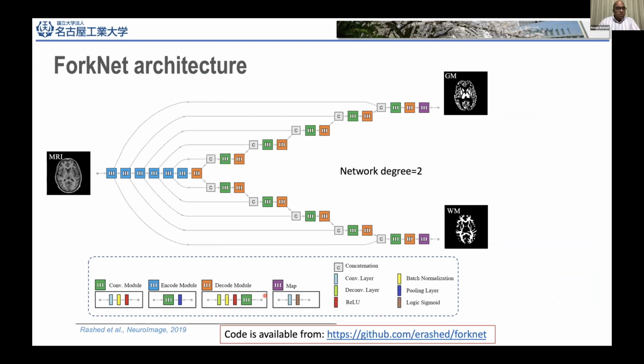So this is the architecture which we call the ForkNet. It consists of a set of encoders and decoders. The blue blocks here, which we call the encoders, and the other branches here, this is the set of decoders. This is a ForkNet of degree 2, which means that the input is the MRI image and the output is two structures. Here we have a sample of binary images representing gray matter and white matter.